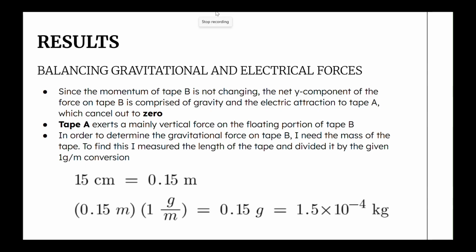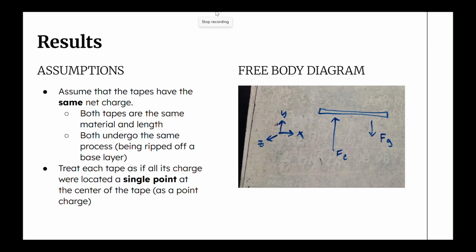To determine the gravitational force on tape B, I need the mass of the tape. Knowing that the tape is 1 gram per meter, and I used 15 centimeters of tape, means that the mass is 1.5 times 10 to the negative 4th kilograms. I can assume that the tapes have the same net charge because they are the same material and length and undergo the same process. I am also assuming I can model the tape as a point charge.